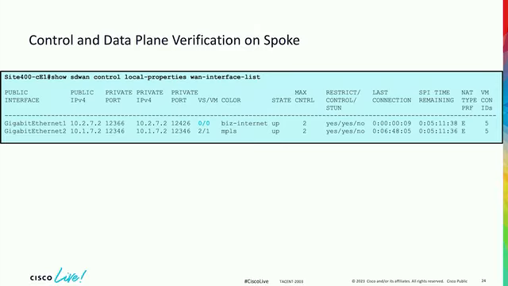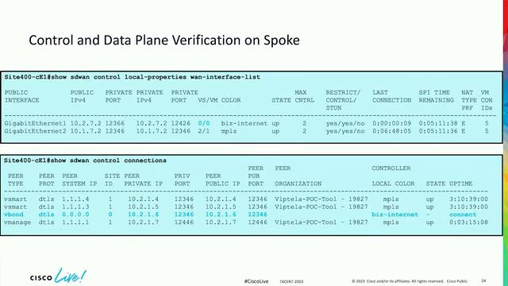Next, we're going to log into the spoke. We're going to first check the WAN interface list. From this output, we can clearly see that it doesn't have any control connections to the vSmart on the biz internet. On the MPLS, you can see it has control connections to the vSmart and to the vManage. To check whether the control connections are up, down, or trying to connect, we need to run show sdwan control connections.